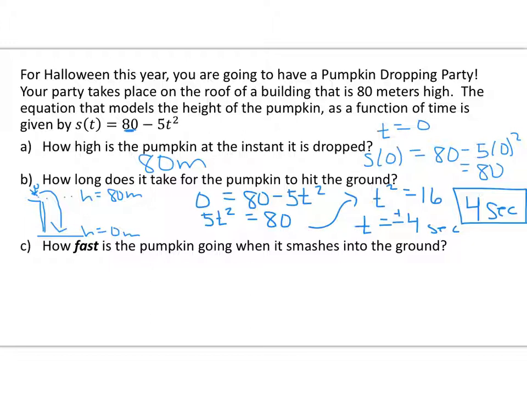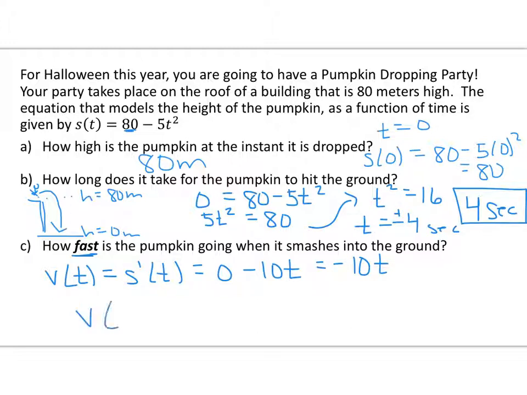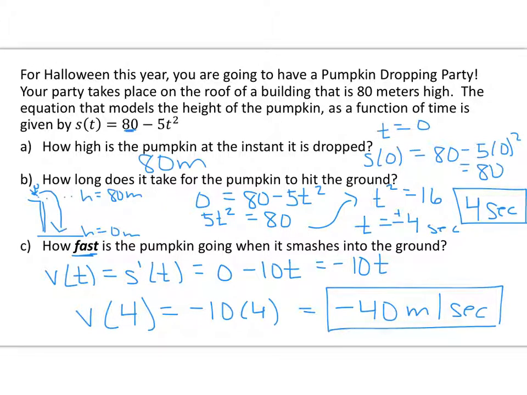All right, so we know how long it takes to get there. Then this last question says, how fast, and fast is telling me it's a velocity question, is the pumpkin going when it smashes into the ground? Well, if I'm talking about velocity, I better figure out what my velocity equation is. Remember, v of t is just the derivative, s prime of t. So the derivative of 80 minus 5t squared is 0 minus 10t, which is just negative 10t. We want to know the velocity when time is 4, v of 4. That's negative 10 times 4, which is negative 40 meters per second. So it's going at a decent pace as soon as it falls.